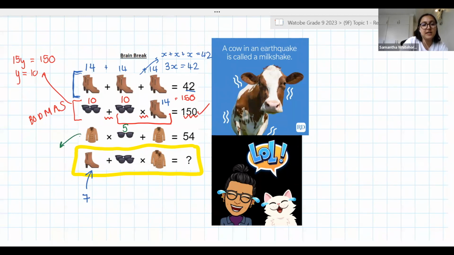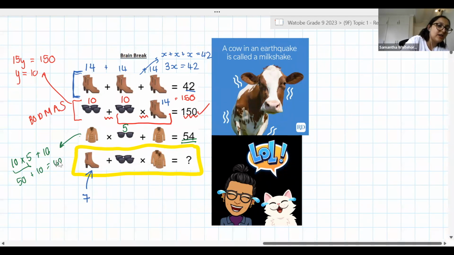Right, for those of you saying 10, just have a look at this. If it was 10 times 5 plus 10, we do the times first, so that's 50, plus 10 gives me 60. Remember what I want is 54. I saw one right answer. Right, Amatle is on it. Amatle has told us that the answer or the coat should be 9, which I completely agree with.